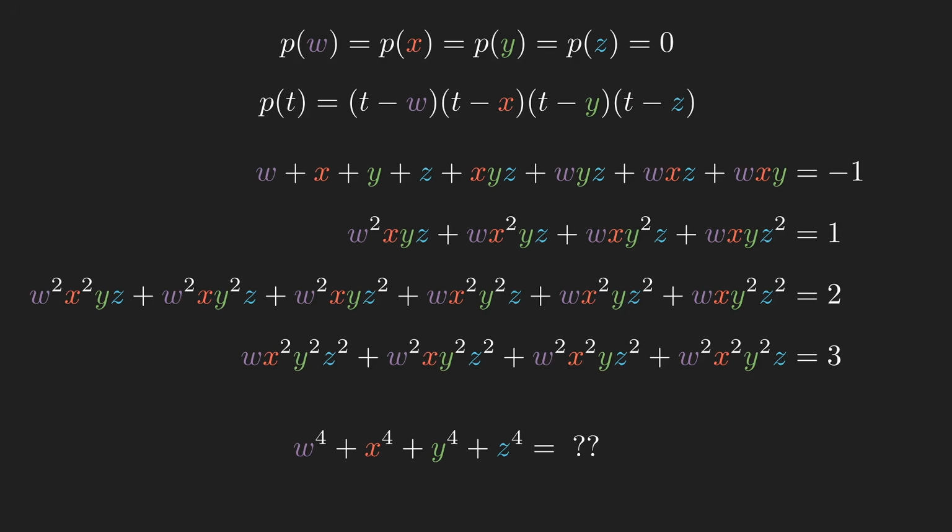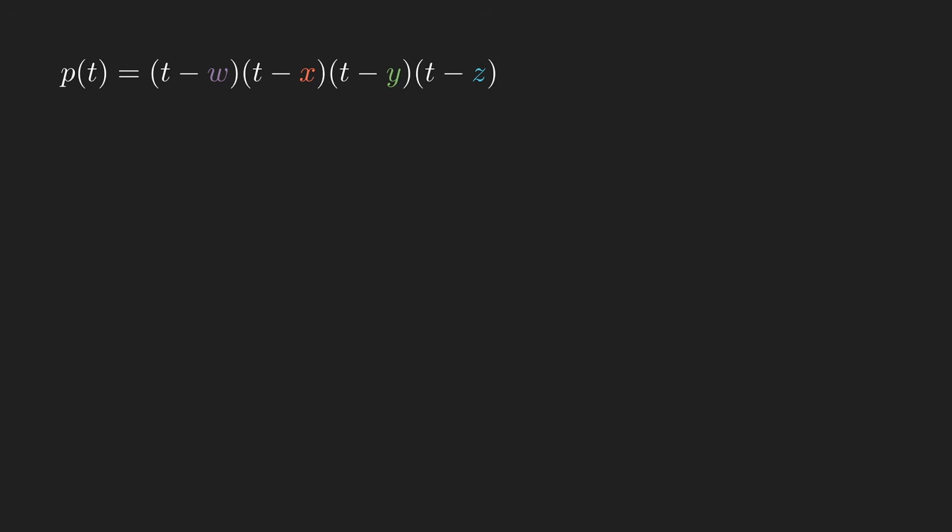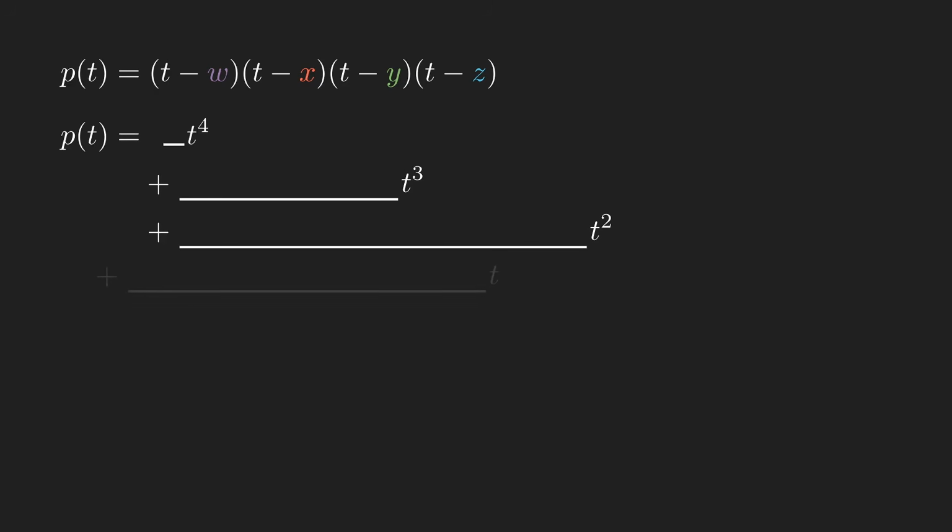That's great and all, but if we're going to use the same trick we used before to find the sum of the fourth powers, we need p of t to look more like this. So let's multiply the product out. Since p is a fourth degree polynomial, when we multiply it out, we're going to have something times t to the fourth, plus something times t cubed, plus something times t squared, plus something times t, plus some constant.